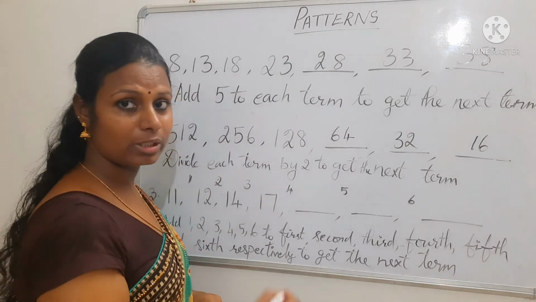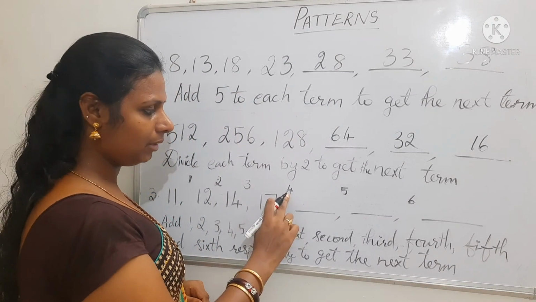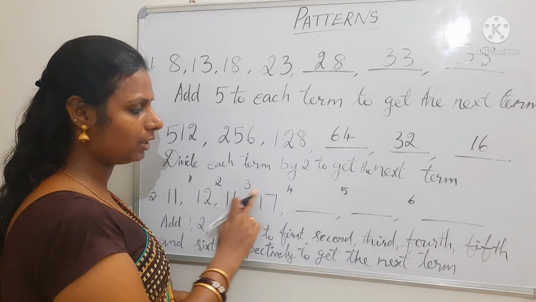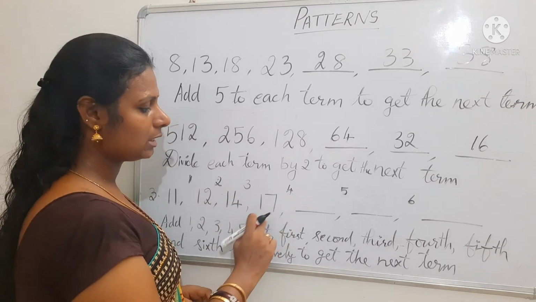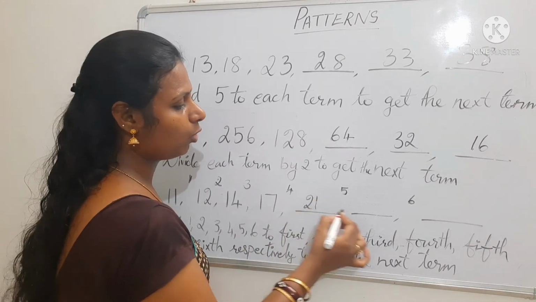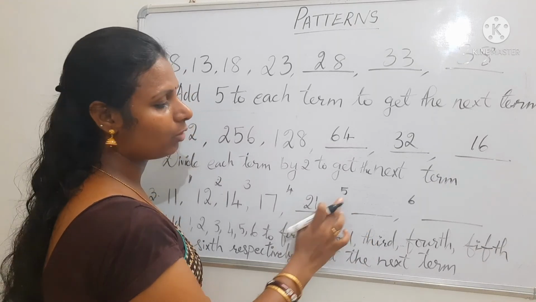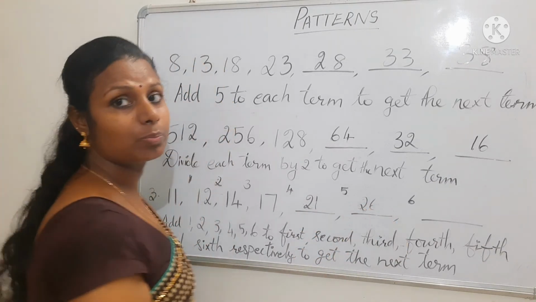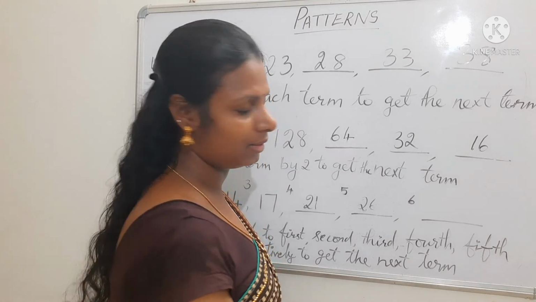Now shall we write the numbers? 17, 17 plus 4. Here they added 1, here they added 2, here they added 3. Now we are going to add 4. 17 plus 4, 21. 21 plus 5, 26. 26 plus 6, 32.